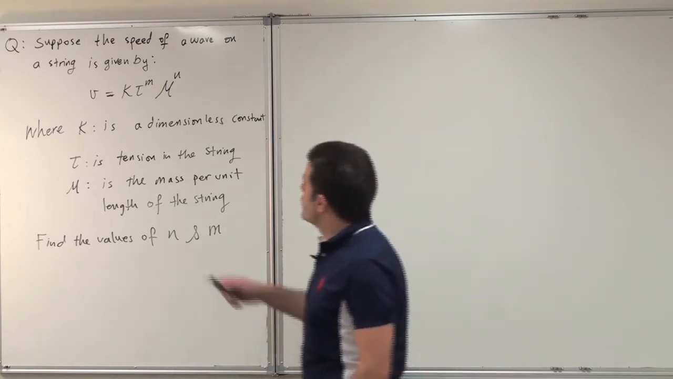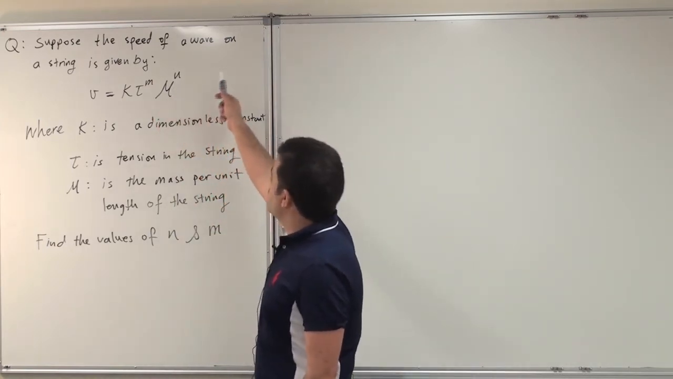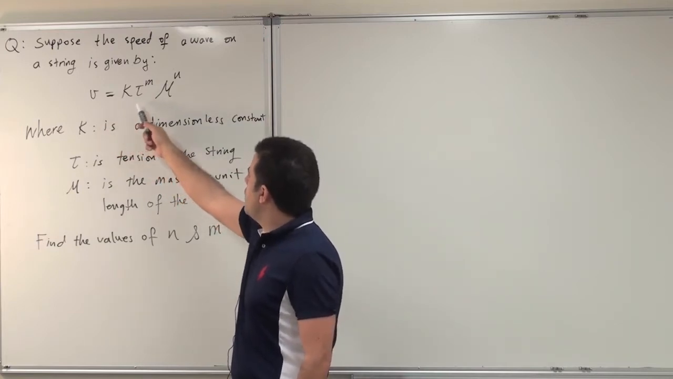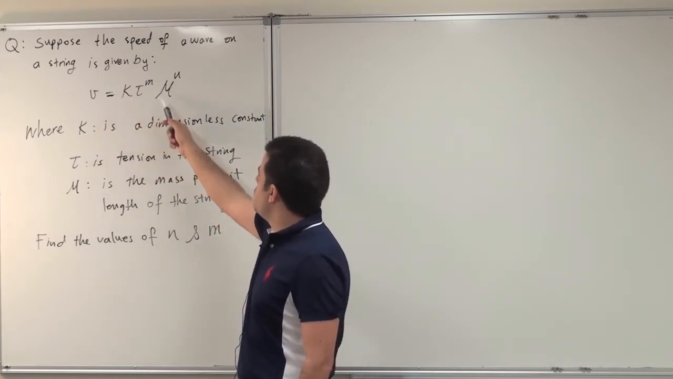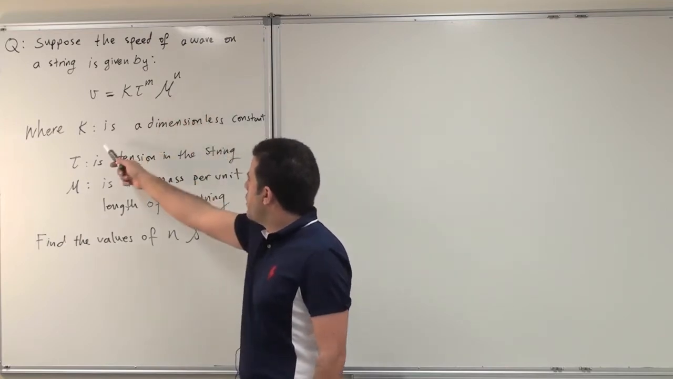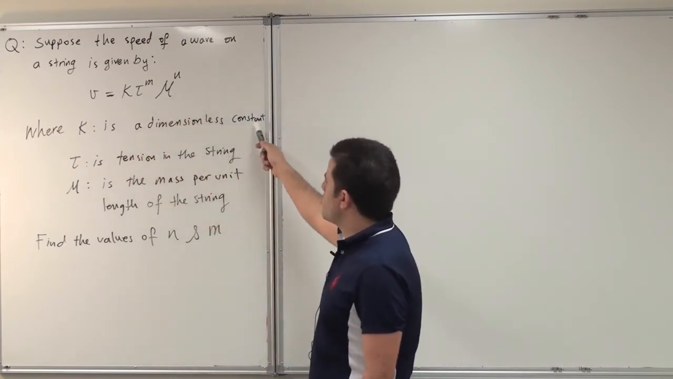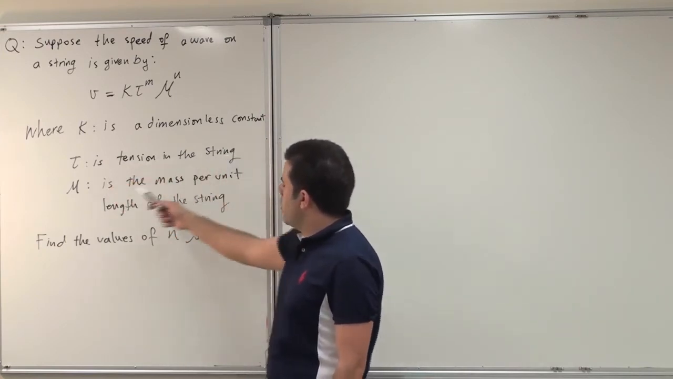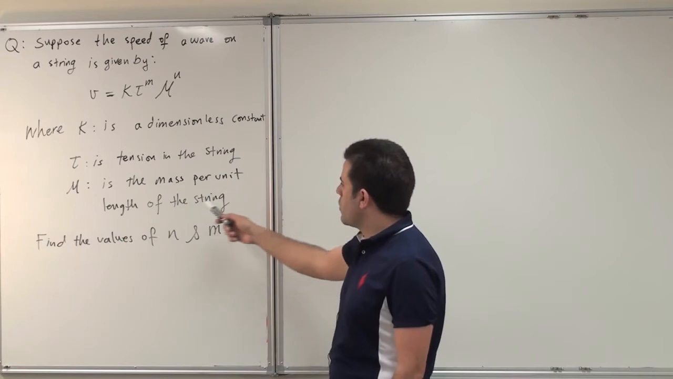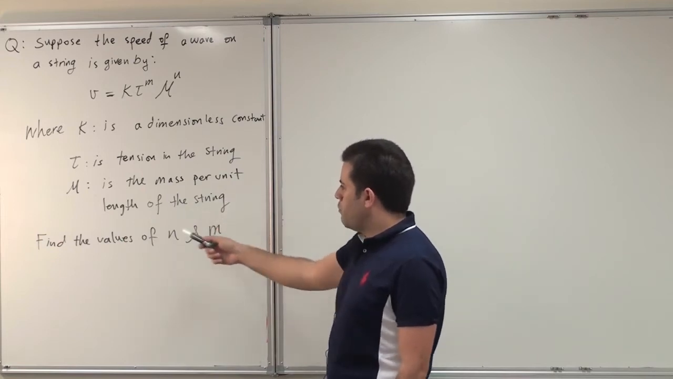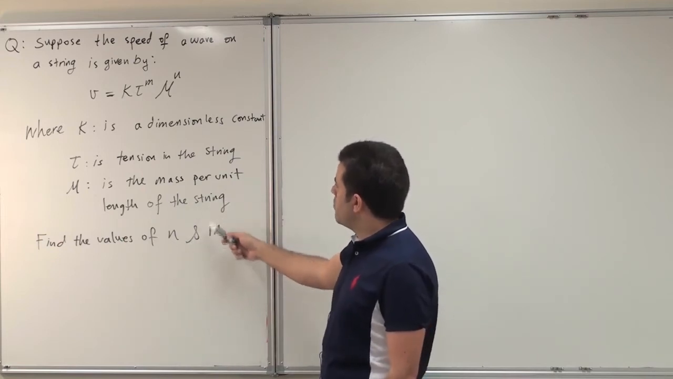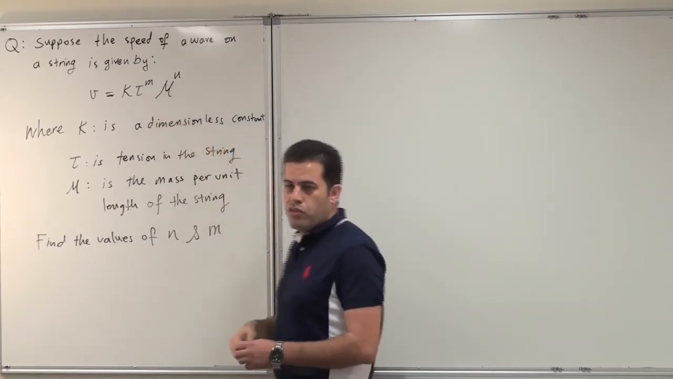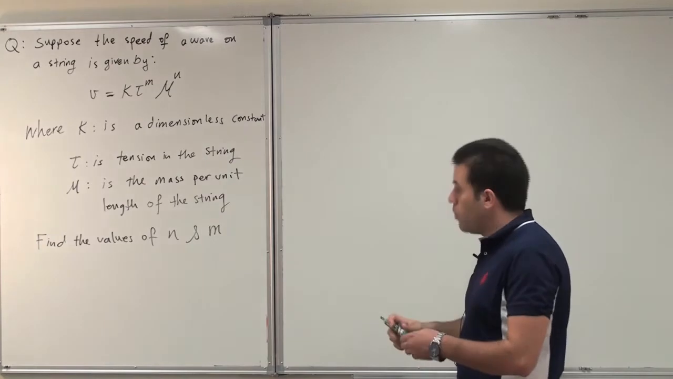Today we solve problems from chapter 1 on dimensional analysis. The question reads, suppose the speed of a wave on a string is given by v equals k tau to power m mu to power n, where k is a dimensionless constant, tau is the tension in the string, and mu is the mass per unit length of the string. Find the values of n and m. So m and n here are two unknowns. We need to find their power values.